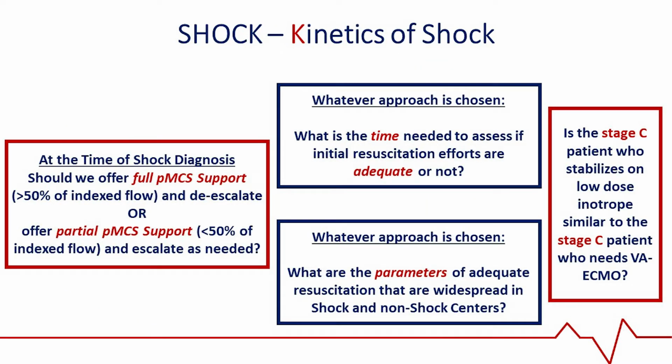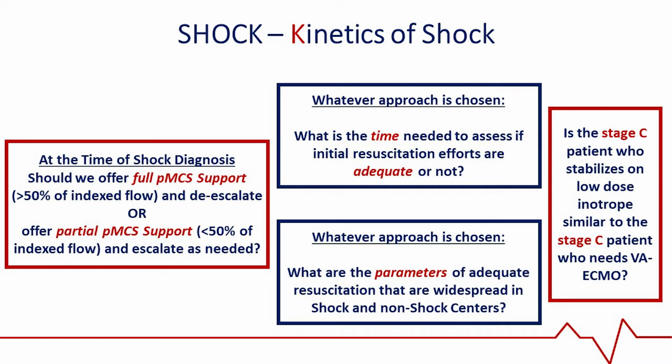The questions that are unanswered: the kinetics of shock, how shock behaves from one patient to the other. Should we offer full MCS support, more than 50% of index flow for that patient, or should we give partial support and then escalate as needed? The question to that specific answer has not been looked at in a clinical trial. Whatever approach we use, whether it's full support and de-escalate or partial support and escalate, what is the time that we need to give to see if our therapies are adequate or not?